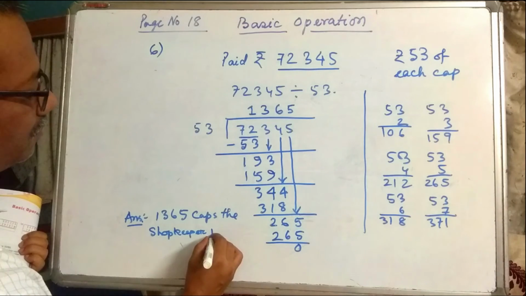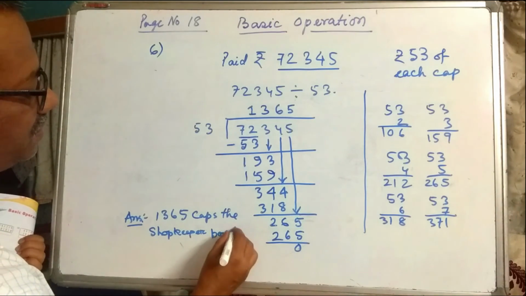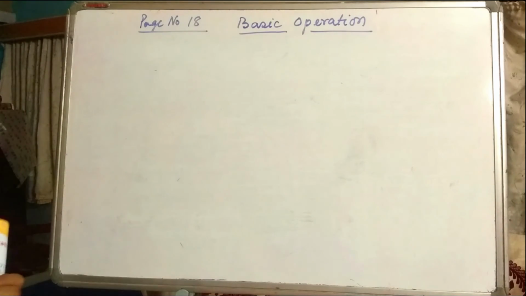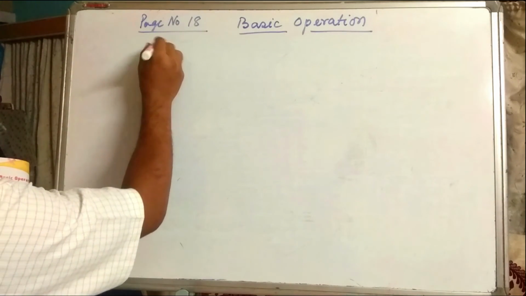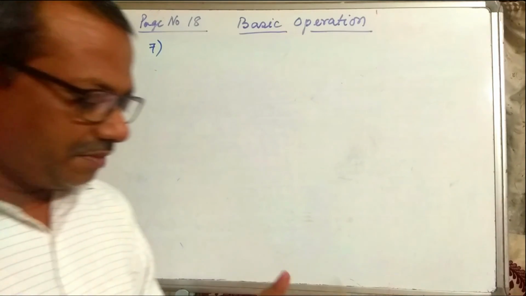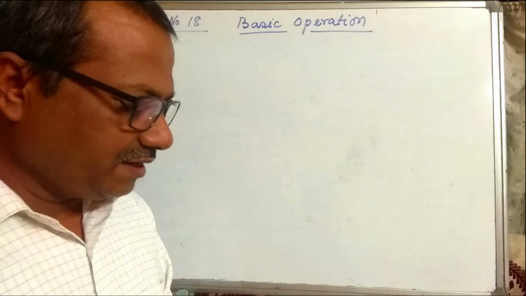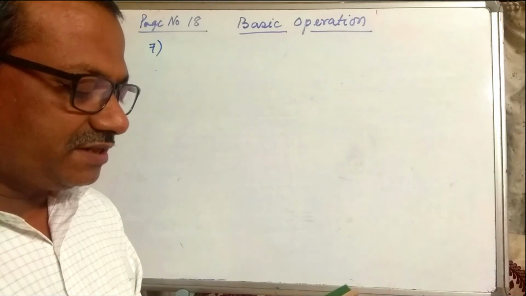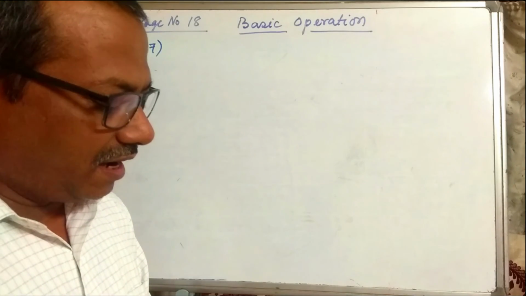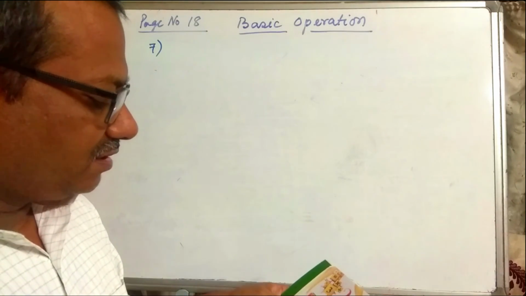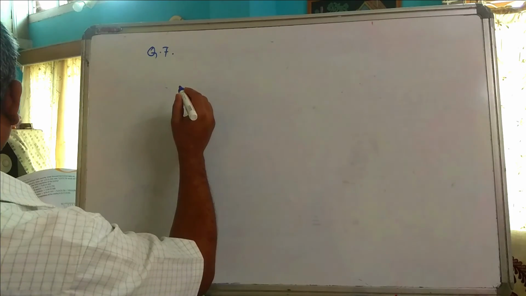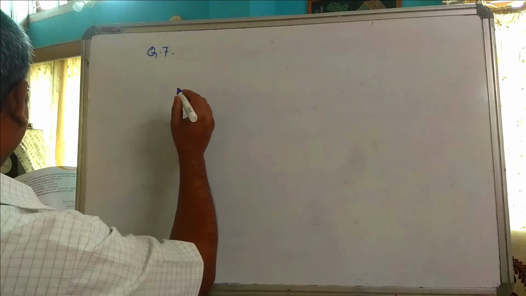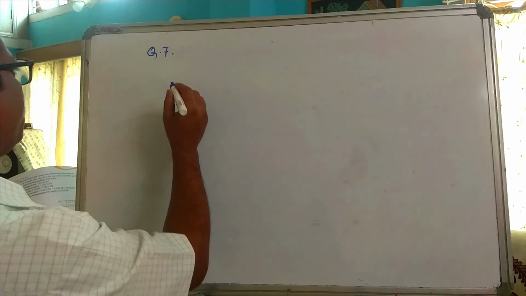The shopkeeper bought, B-O-U-G-H-T, bought or purchased. This is the sum. Question number 7. What is in the question number 7? Find the greatest 5-digit number which is exactly divisible by the smallest number formed by the digits 372.